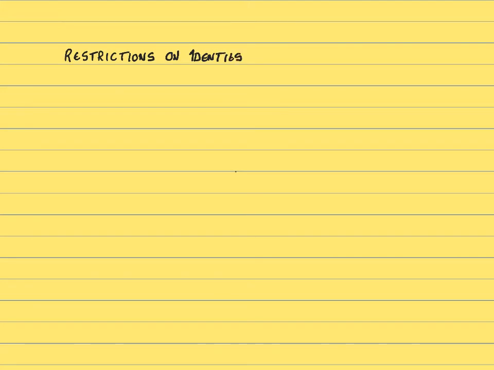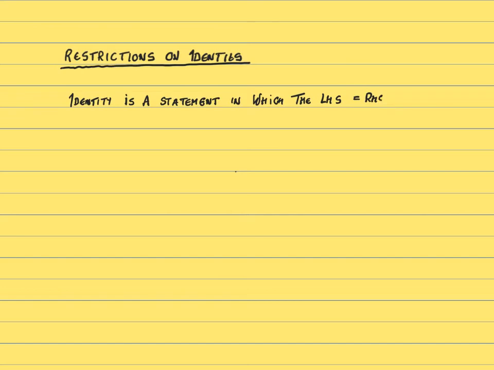Okay, now before I even go to the restrictions on identities, you should know this by now: an identity is a statement in which the left-hand side is equal to the right-hand side for all values. Okay, except we're going to stick in something now.